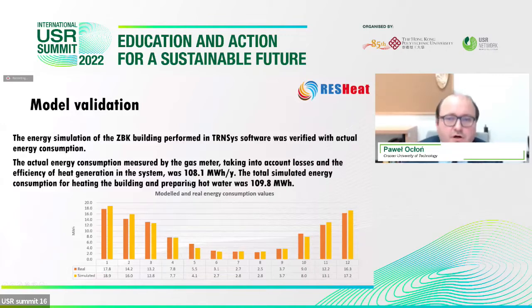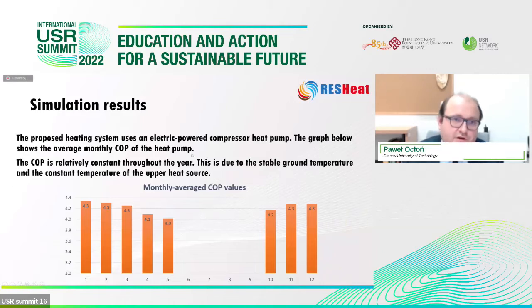At the beginning, we validated the model of the building. From the simulation, we get a thermal energy demand value of 109.8 megawatt hours, while from the measurements it is 108.1 megawatt hours per year. So the model can be considered quite good. And we have also calculated the average yearly heat pump COP, because in the project it was needed to be over four. We implemented the control system in TRNSYS to prioritize the highest temperature source. And then it was possible to obtain quite good values here.